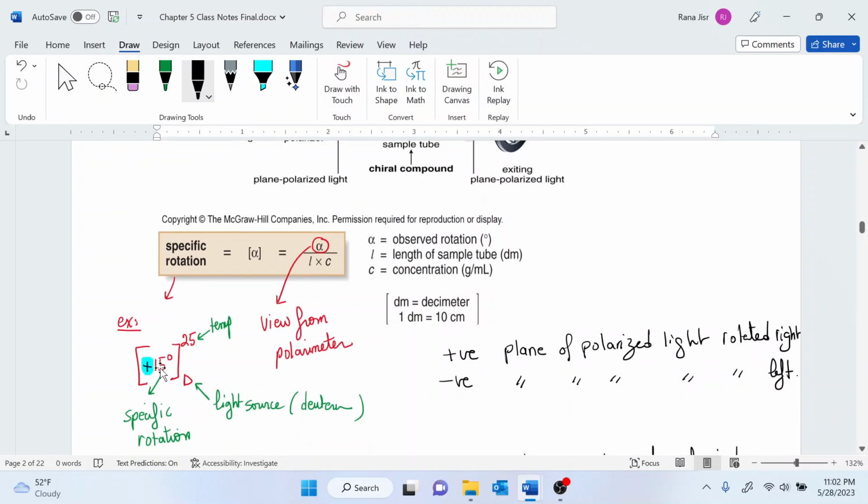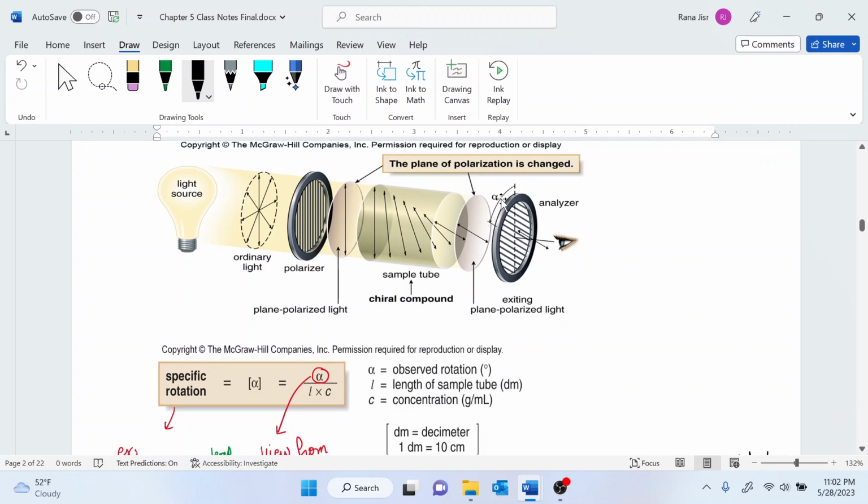Normally next to the angle, we indicate a sign. It's either positive or negative. Positive sign is when the plane of polarized light is rotated to the right, and negative sign is when the plane of polarized light is rotated to the left. There is no way that you can know the sign of the angle unless you go ahead and read the observed rotation and calculate the specific rotation.